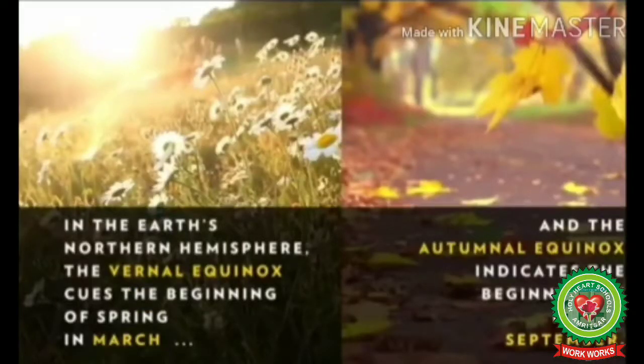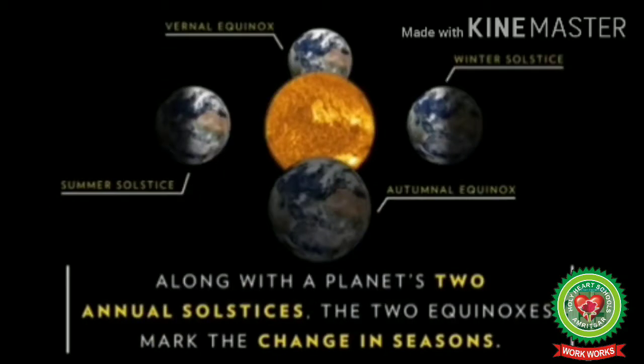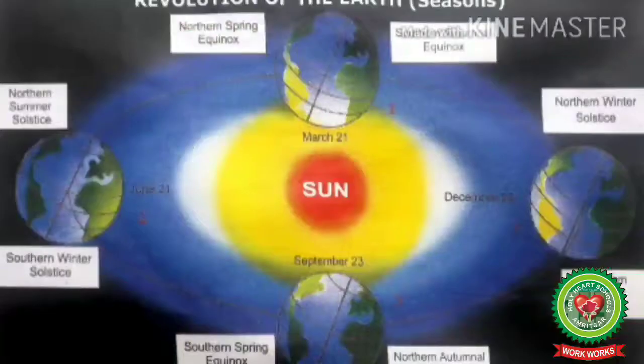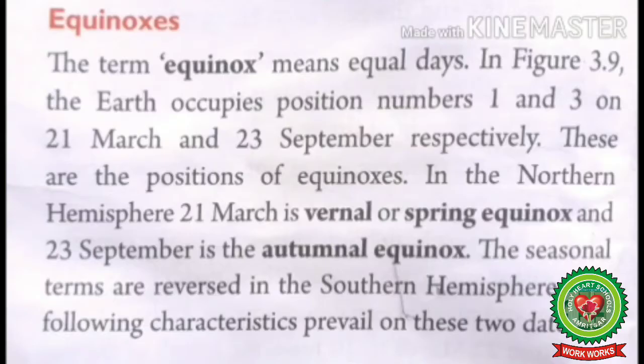In the Earth's northern hemisphere, the vernal equinox marks the beginning of the spring in March and the autumnal equinox indicates the beginning of fall in September. Along with the planet's two annual solstices, the two equinoxes mark the change in the season. So now let's read. The term equinox means equal days. In figure 3.9, the earth occupies position number 1 and 3 on 21st March and 23rd September respectively. These are the position of equinoxes.